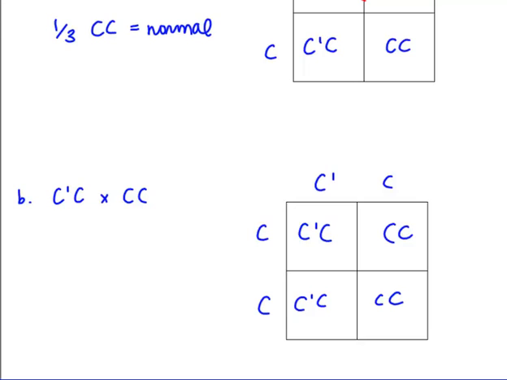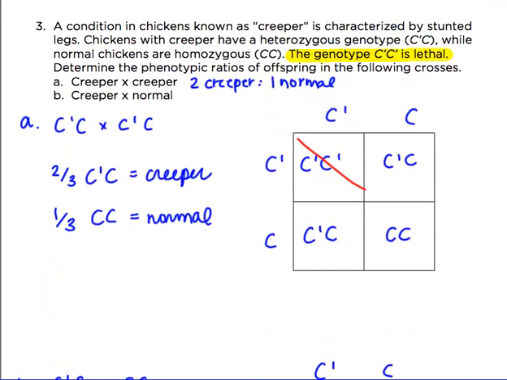Now none of these offspring are C', C', so none of them have the recessive homozygous lethal allele. So we have 2 out of the 4 now, because all 4 are viable offspring, are C', C, which equals creeper, and 2 out of the 4 are CC, which is normal. So for this cross, it's 1 creeper to 1 normal.